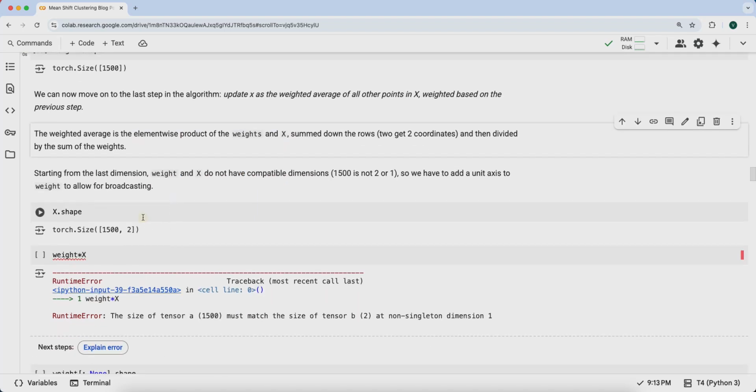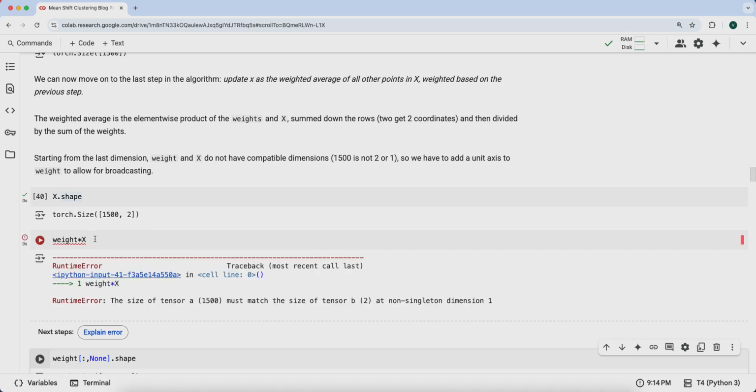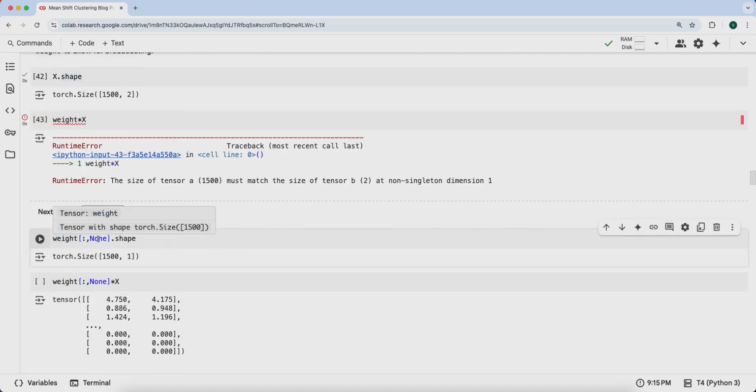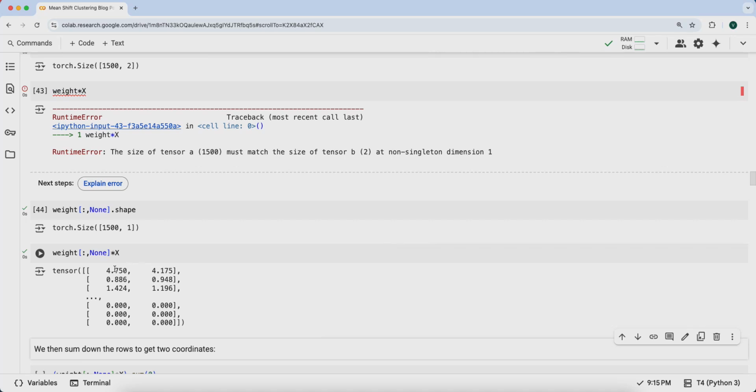So this is the first time we run into a situation where we can't just perform multiplication because the dimensions are not compatible. So weight has the last dimension of 1500. X has a last dimension of 2, so that is not compatible. What is compatible with 2 is the dimension of 1. So if we pop on a unit axis at the end of weight, then we can broadcast that to each of the coordinates in our data set and perform element-wise multiplication. So that is exactly what we're going to do here. We're going to add a dimension to weight, and now we can perform element-wise multiplication.